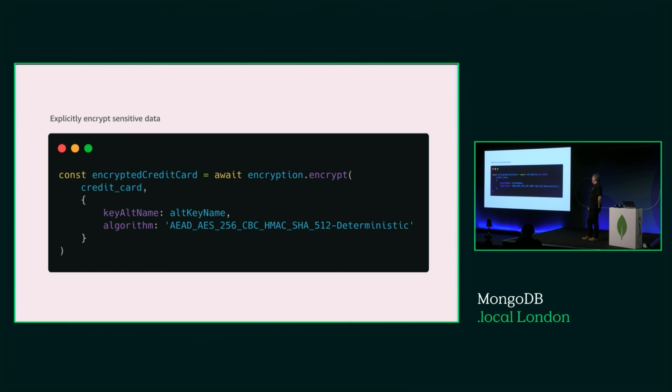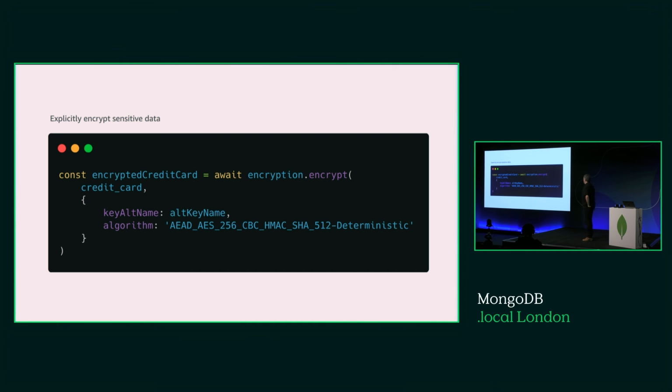I have my credit card field, 1, 2, 3, 4, and I call encryption.encrypt. I pass the credit card. I give the name of the key I want to use for the encryption, and I give the name of the algorithm. You have to go to the documentation to find this one. You cannot figure that out by yourself.